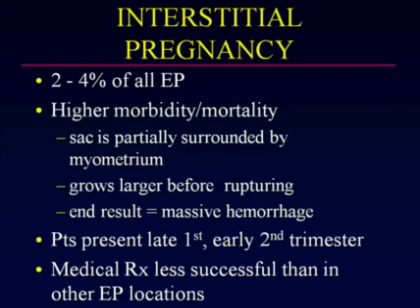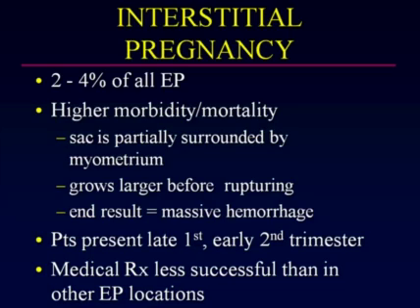Of these pregnancies in unusual locations, it's the interstitial pregnancies that are the most problematic. These account for about 2 to 4% of all ectopic pregnancies, and the reason that these are of concern is that they are associated with a much higher morbidity and mortality, probably because these pregnancies have a better blood supply from the uterus and therefore can grow larger before they rupture.